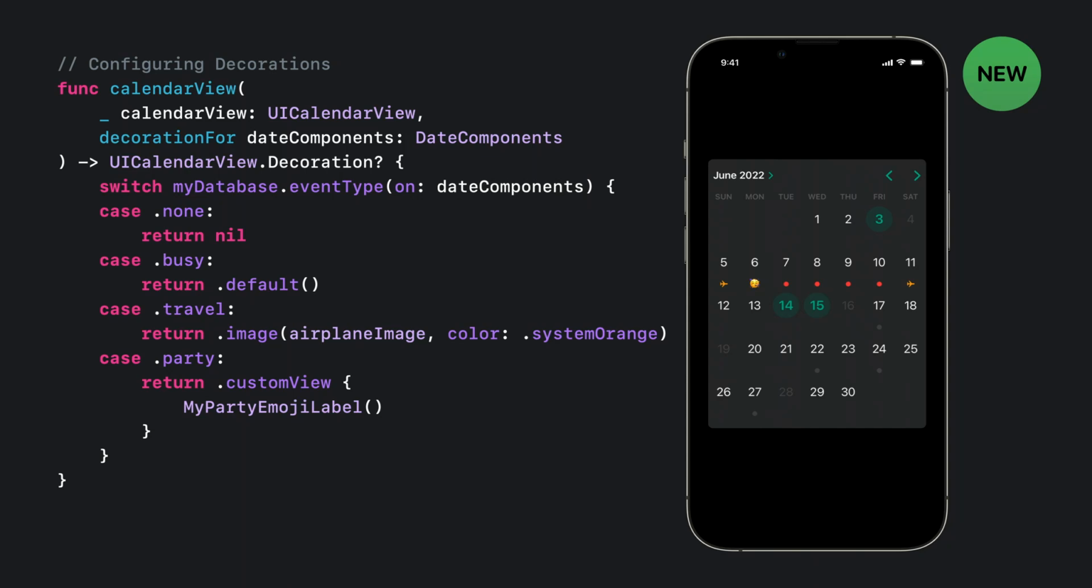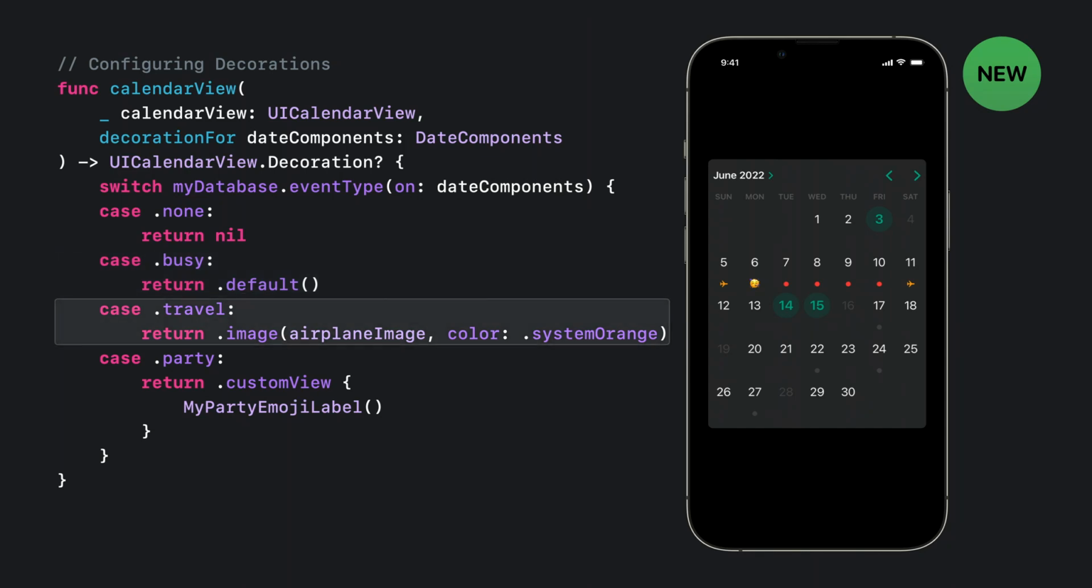To annotate individual dates with decorations, implement the calendar delegate's calendarView decorationForDateComponents method. For no decorations, simply return nil. For a default gray circle, return the default decoration.